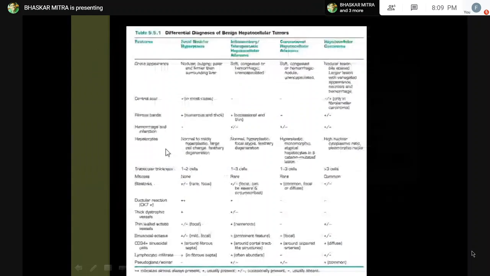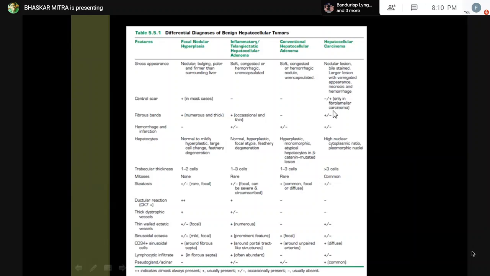So this is a differential chart showing the differences of focal nodular hyperplasia, hepatocellular adenoma telangiectatic type, and the conventional one, in comparison with the hepatocellular carcinoma group. Here the focal nodular hyperplasia shows a characteristic central scar. This all shows some nodular appearance. Characteristic central scar on the gross examination.